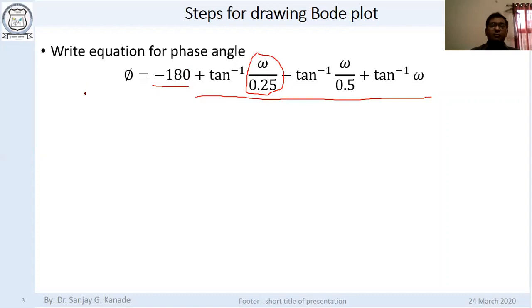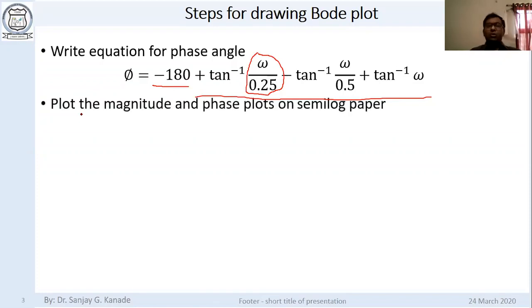We simply prepare a new table, substituting values of phi starting from 0.1, 0.2, 0.5, something like that. We prepare a table of around 10 values, and that's it. We just plot that table. Okay, so this is how we will go with the plotting of the magnitude and phase plots on the semi-log paper.